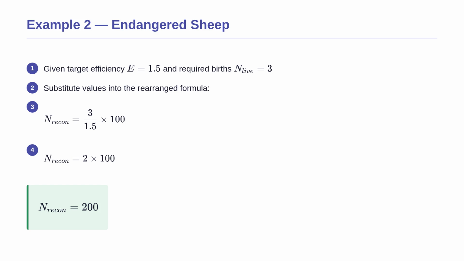We plug our known values into the rearranged equation, 3 for N live and 1.5 for E. Dividing 3 by 1.5 gives us exactly 2. We then multiply by 100 to account for the percentage scaling. The final answer is 200 reconstructed embryos. This means the team must perform nuclear transplantation 200 times to statistically guarantee their goal of 3 live sheep.